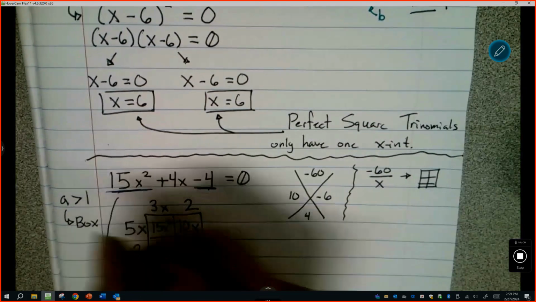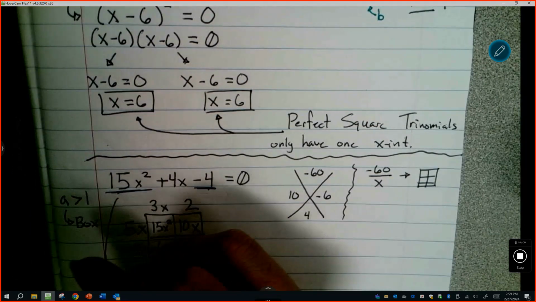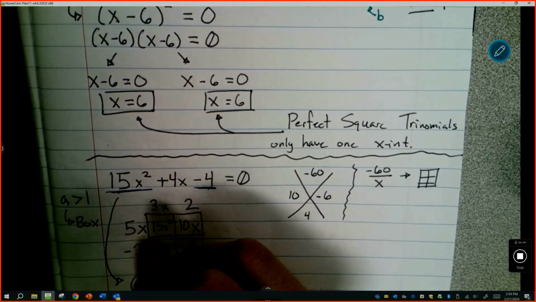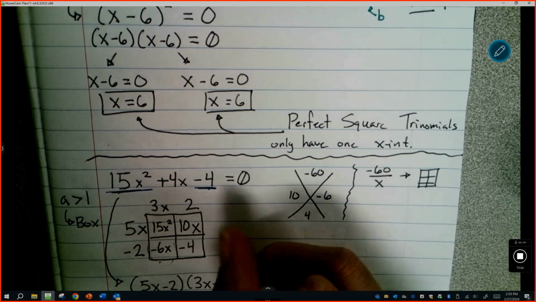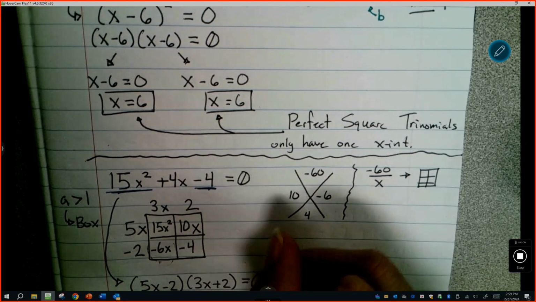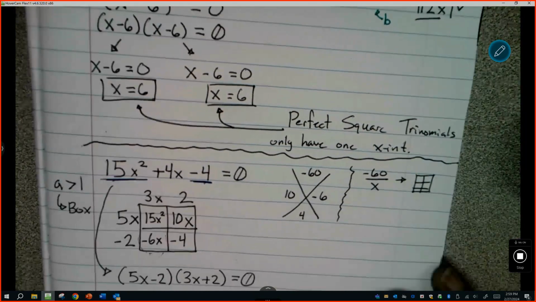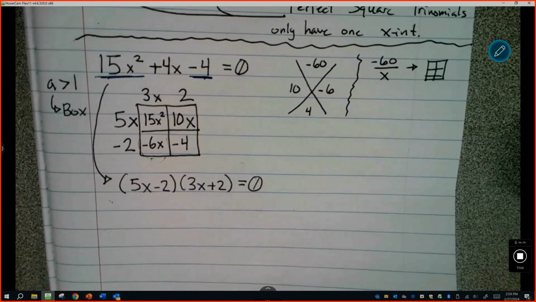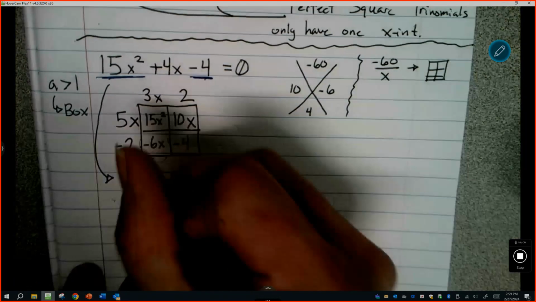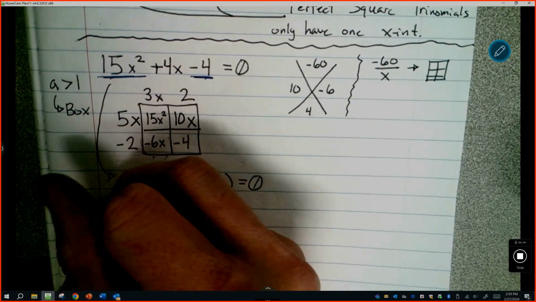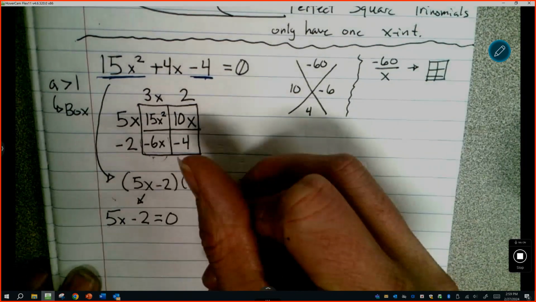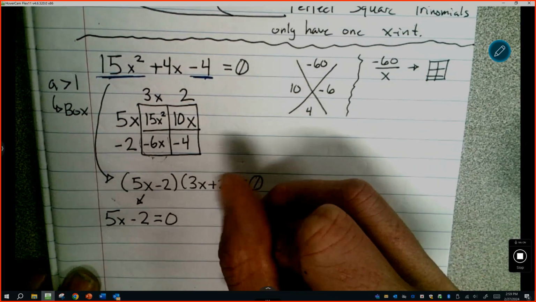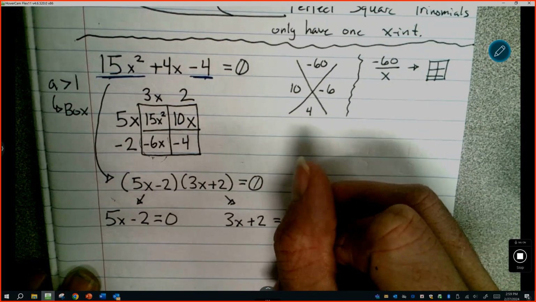So now we can go ahead and write this as our factored form, 5x minus 2 and 3x plus 2, and it's still equal to 0. And this is one of the situations where it might be useful to actually do the factoring method because we're going to end up getting fractions here. So let's set each one equal to 0. 5x minus 2 equals 0, and then 3x plus 2 also equals 0.